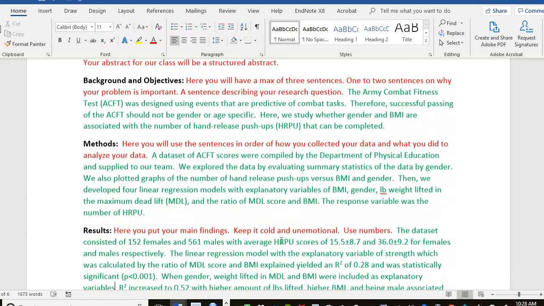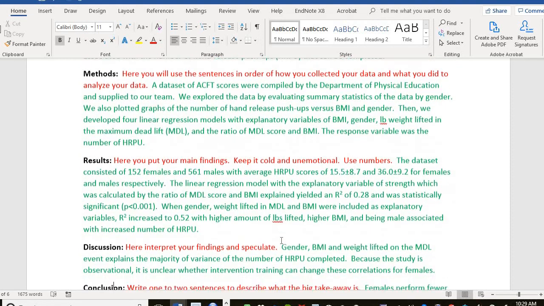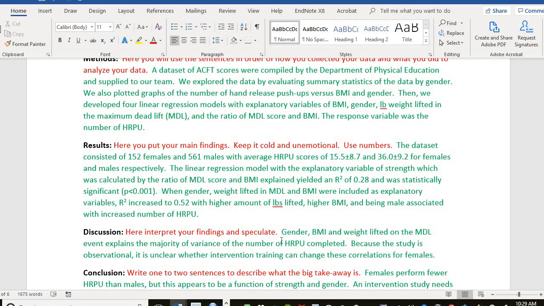In the methods section, it's how you collected your data, what you did to analyze your data. It's written in the past tense. So you explore the data, what you did, like a recipe of what you did, not the results. The results come next. That's what you found. It's cold. It's unemotional. It just explains, these are the numbers. It doesn't interpret the numbers.